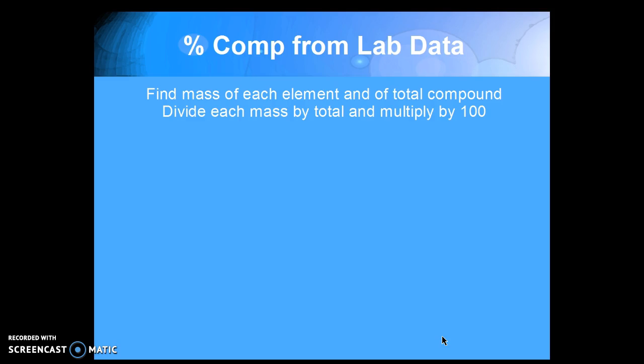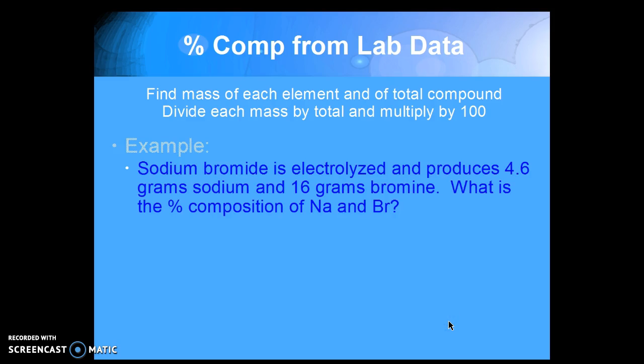Now, to get the percent composition from lab data, you will find the mass of each element from what you write down in the lab, and of the total compound, the amount that you start with, and then divide each mass by the total and multiply by 100. So this is even easier than using the formula. So for example, if we electrolyze sodium bromide salt, we produce 4.6 grams of sodium metal and 16 grams of bromine gas. So what is the percent composition of sodium and bromine?